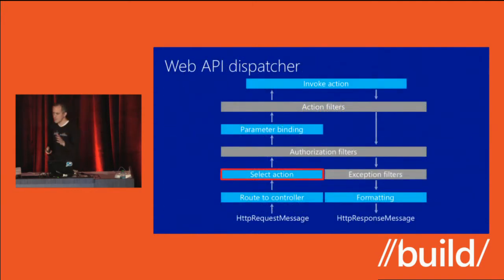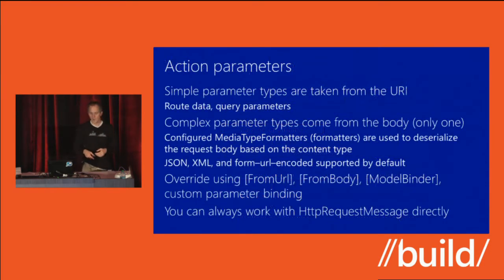OK, so we've picked an action. Now we need to actually provide the data into those parameters. And that's done through parameter binding. How does that work? Well, what we'll do is look at the types of the parameters for your action. If they're simple types, like ints, strings, booleans, things that can be easily converted to and from a string, we'll assume that that's a parameter that's going to come from the URI. We'll look for that value by name in your query parameters or in your route data.